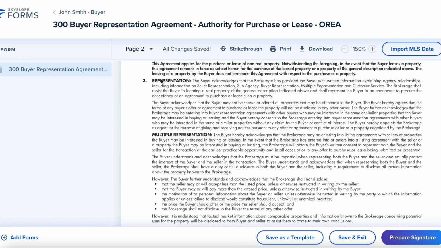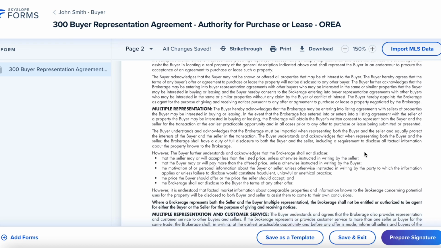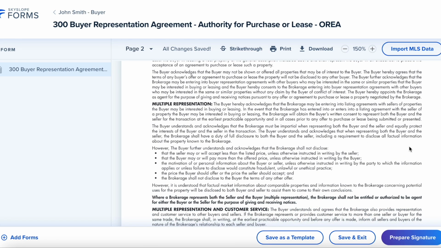Representation, this just means that my client understands that there's different types of representation: seller, buyer, multiple, customer service. Multiple representation is very important. This can also be known as dual representation or dual agency. This means that one brokerage is representing both sides, listing side and buying side. So there can be conflicts of interest. And if we get into this scenario, you will be notified right away and you would need to sign something to disclose that you understand.